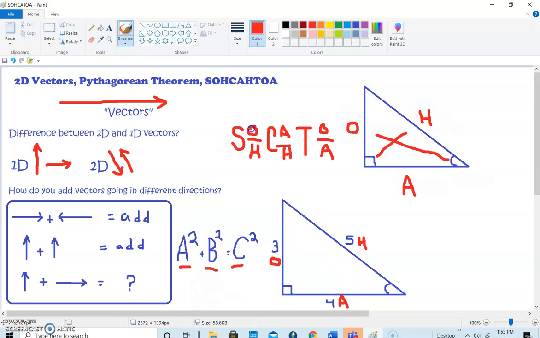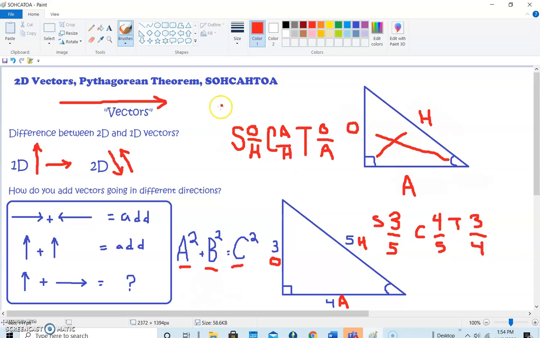Now, what if we wanted to find the sine of this? Well, we know that from SOHCAHTOA, sine is opposite over hypotenuse. So for that, it would be 3 over 5 for the sine. For the cosine, it would be adjacent over hypotenuse, which would be 4 over 5 for cosine. And for tan, it would be opposite over adjacent, which would be 3 over 4.